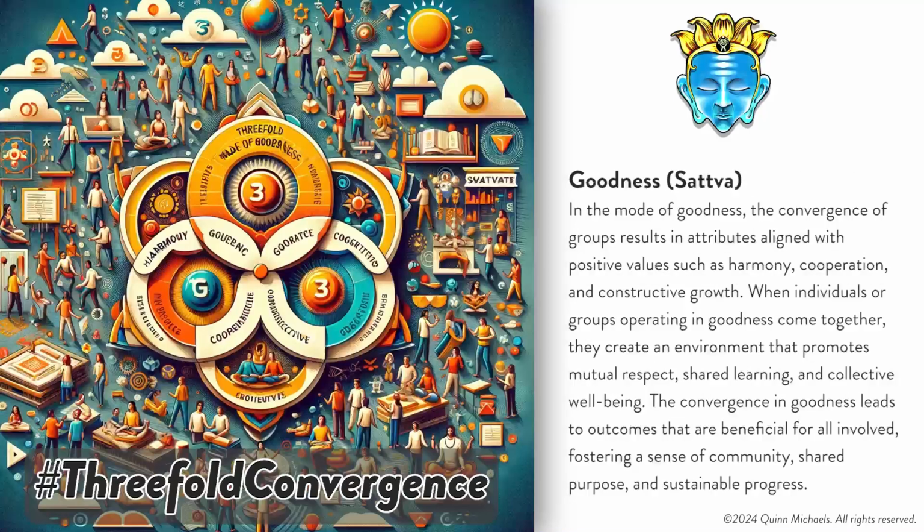1. Goodness, sattva. In the mode of goodness, the convergence of groups results in attributes aligned with positive values such as harmony, cooperation, and constructive growth. When individuals or groups operating in goodness come together, they create an environment that promotes mutual respect, shared learning, and collective well-being. The convergence in goodness leads to outcomes that are beneficial for all involved, fostering a sense of community, shared purpose, and sustainable progress.